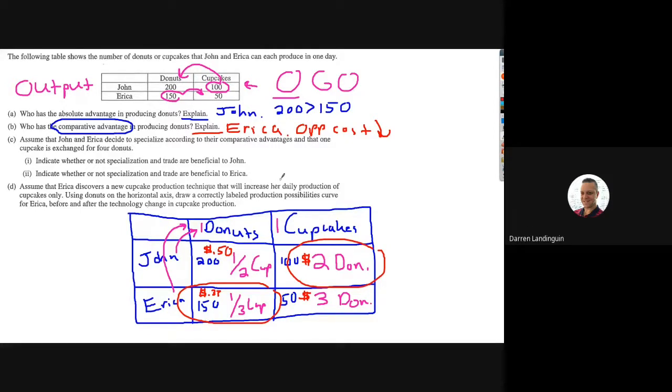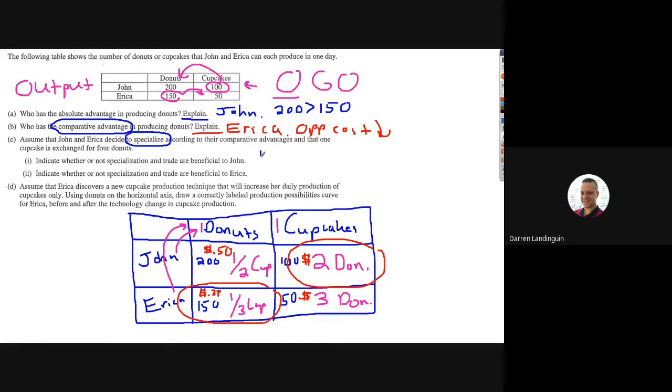Part 2, we get into the terms of trade. That's what you guys saw in the video yesterday, what are called the terms and gains from trade. So let's break that down. What's nice about this question is they actually give us the terms of trade. They say, assume that John and Erica decide to specialize. What does that mean, specialize? Do what they're best at doing. That's right, according to the comparative advantages, which we just identified down here.